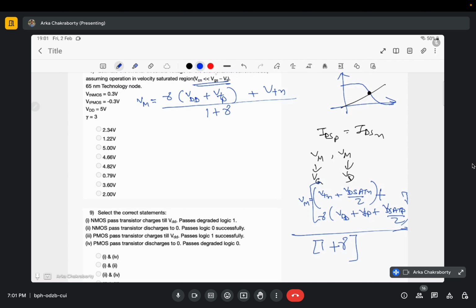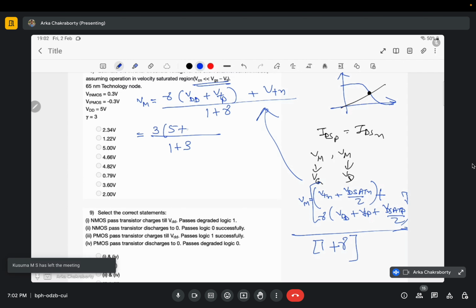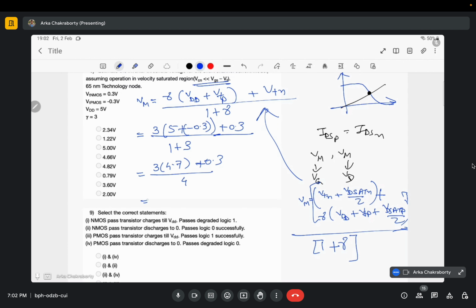And then they have taken some assumptions and they have reduced this expression to this expression. So my Vm would come to, gamma is given 3, so 1 plus 3, and here 3, Vdd is 5, Vtp is minus 0.3, Vtn is 0.3, so it will come 3 into 4.7 plus 0.3 divided by 4. So how much it will come? It will come something as 14.1 plus 0.3 divided by 4. 14.4 divided by 4 is 3.6 volt. I will be getting this voltage 3.6 volt. Clear?